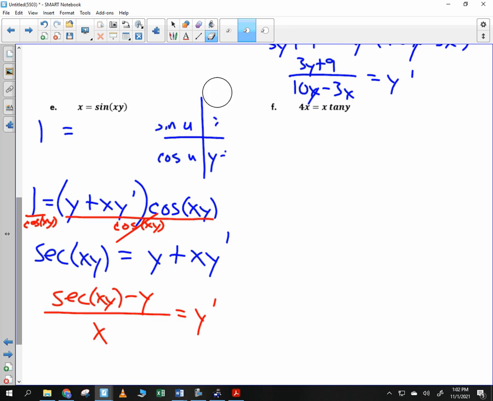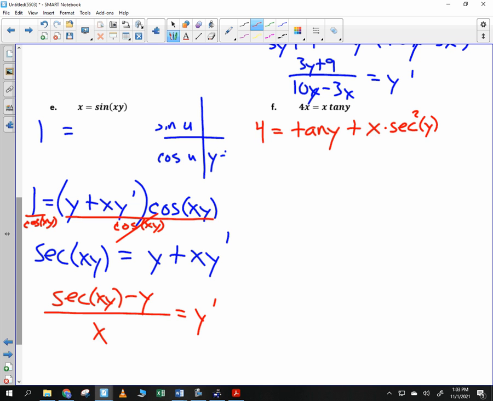All right, last one. Letter F. Derivative of 4x. 4. That was easy. What do you think we do to find the derivative of x times tangent of y? Product. Derivative of x, 1 times tangent of y, plus x times, what's the derivative of tangent of y? Secant squared of y times y prime.